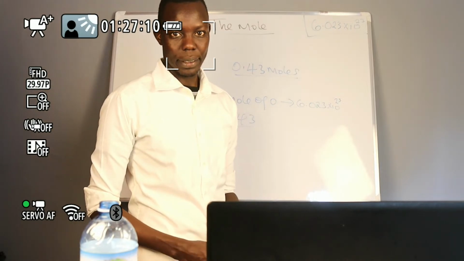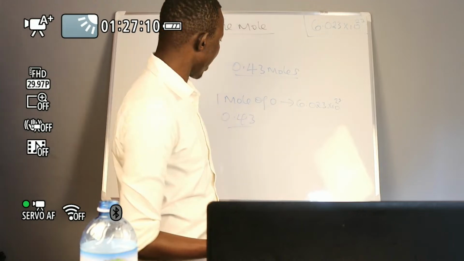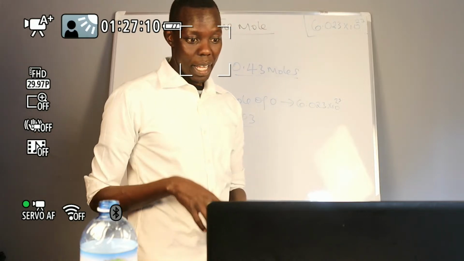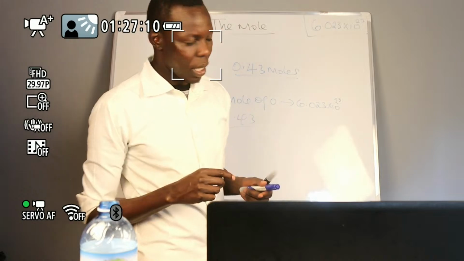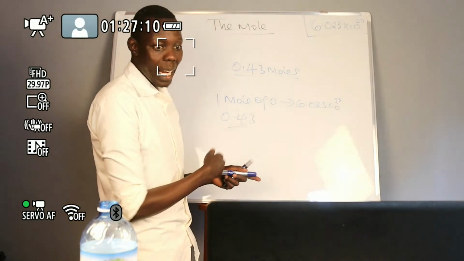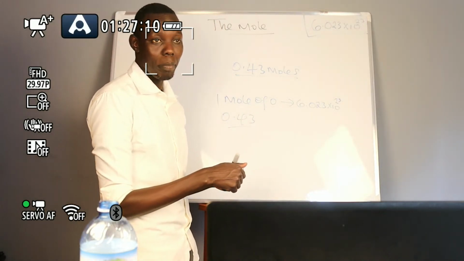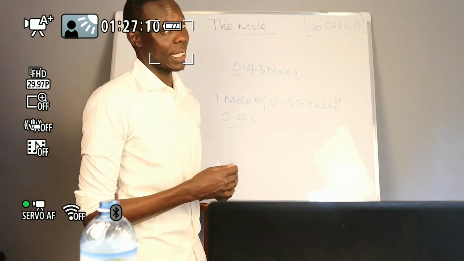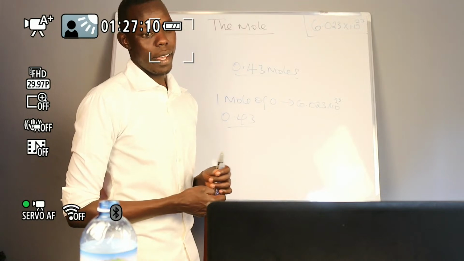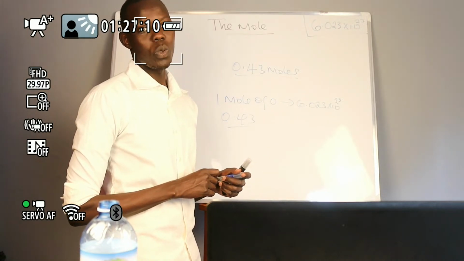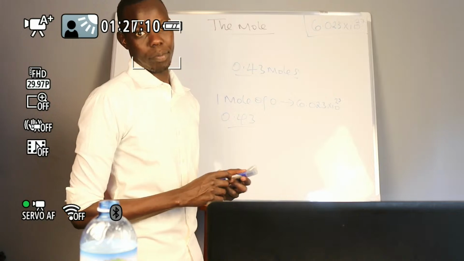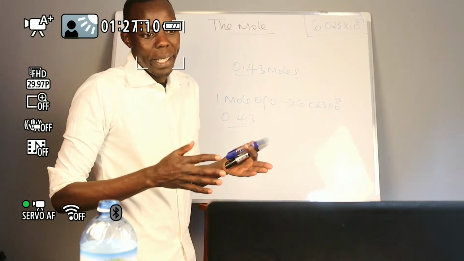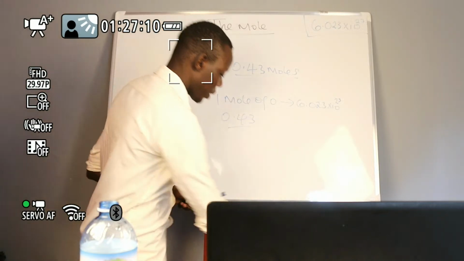Are you together? Yes. So now, let me touch on something small. Some other elements like potassium, sodium, magnesium, aluminium, most of the metals do not exist in molecular state. They exist just in atomic state. That's why I say it.